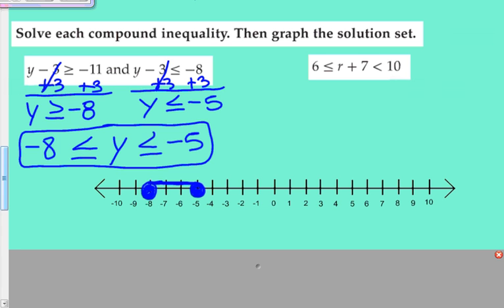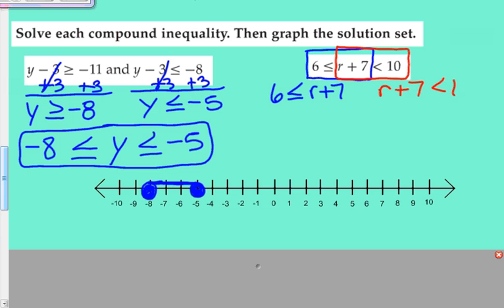When you see it like this, you're going to create two separate problems. The first problem, you'll use this part, and you're going to rewrite it over here to the side. 6 less than or equal to r plus 7. The middle part, the r plus 7, will be in both problems. The second problem will have this part in it, and you'll write this over here. r plus 7 less than 10.